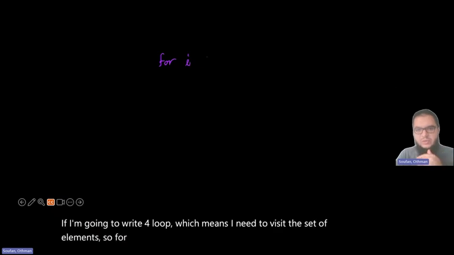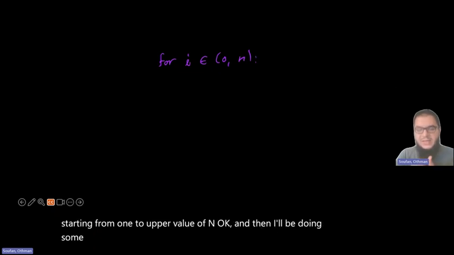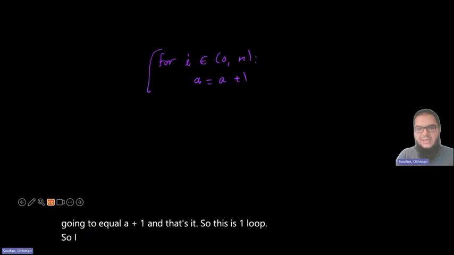So if I'm going to write a for loop, which means I need to visit a set of elements. So for i, which would belong to some range, maybe starting from 1 up to a value of n, okay? And then I'll be doing some operation, maybe update some value. So A is going to equal A plus 1. And that's it. So this is one loop. We indicate loops usually by n iterations.